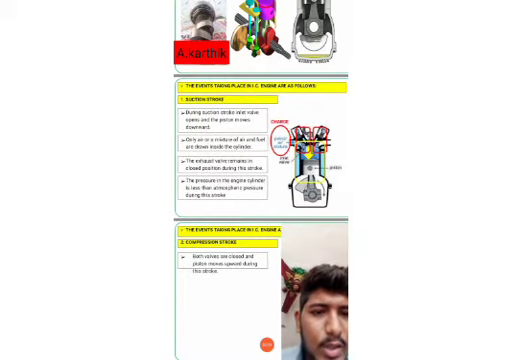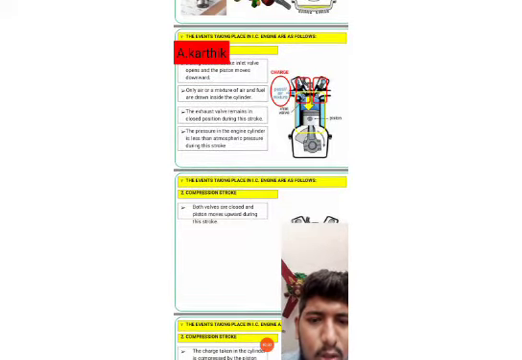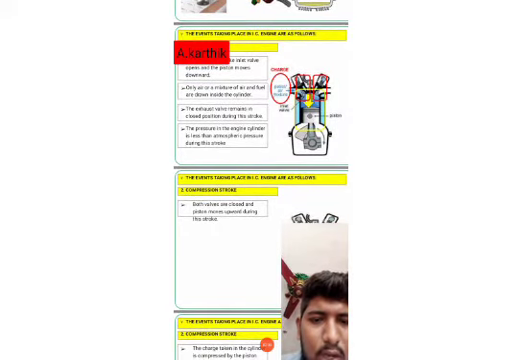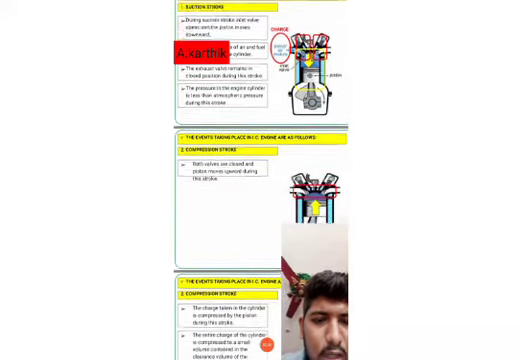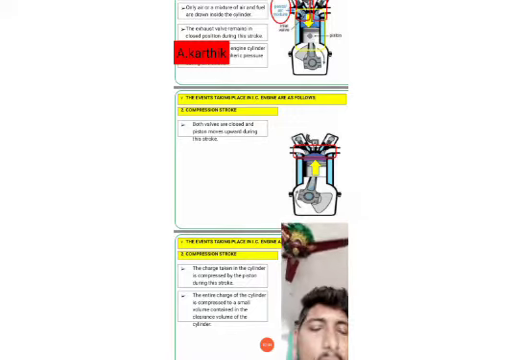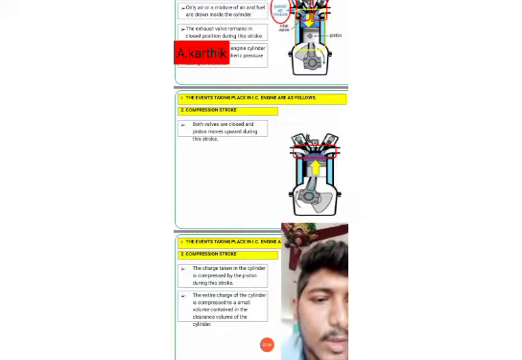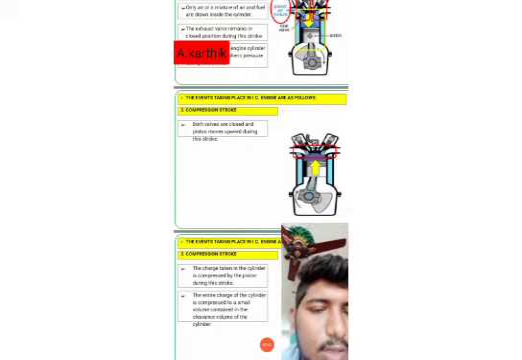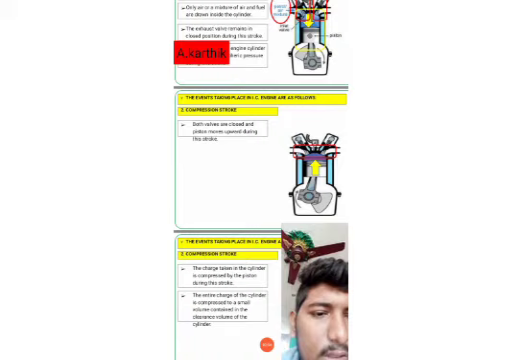In the diagram, petrol is mixing at the inlet valve and the piston is moving downward. Next is the compression stroke. Both valves are closed and the piston moves upward during the stroke. Observe the diagram: the piston moves upward with both valves closed.